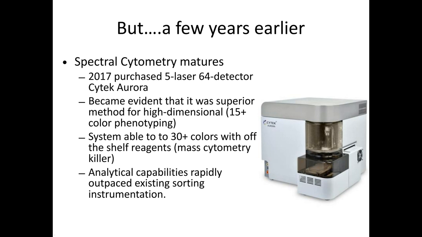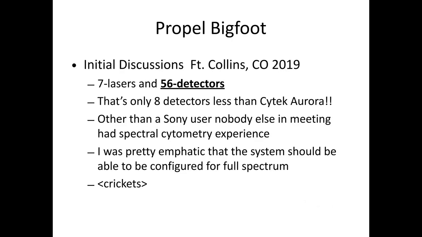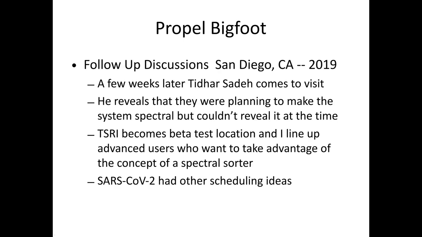Okay, so now that I have this in place, let's go back to when I was first looking at the discussion in Fort Collins. When I saw 56 detectors, I'm like, oh man, that's only 8 less than the Aurora analyzer. And sitting in that group of people at that Propel meeting, there's only one other person with any experience in spectral sitting in that meeting, and they had a Sony one. And I'm just like jumping up and down in my chair. I'm like, why is this system not spectral? Come on. This should be considered for spectral. And it was just crickets. They were like kind of giving me this weird look. And I'm just like, okay, whatever. So I guess for whatever reasons, at the time, they couldn't tell me they wanted to do spectral.